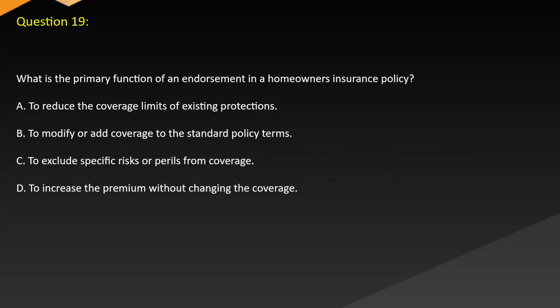Question 19. What is the primary function of an endorsement in a homeowner's insurance policy? A. To reduce the coverage limits of existing protections. B. To modify or add coverage to the standard policy terms. C. To exclude specific risks or perils from coverage. D. To increase the premium without changing the coverage.